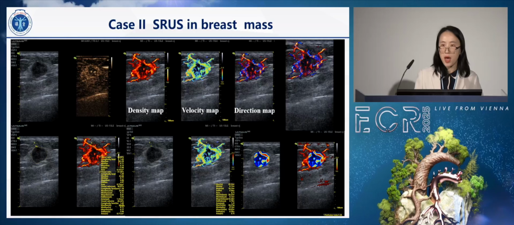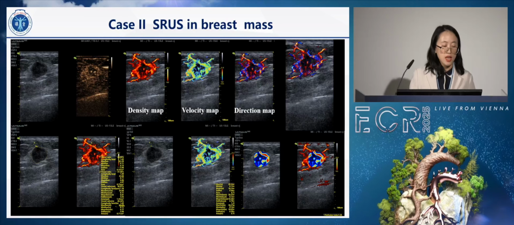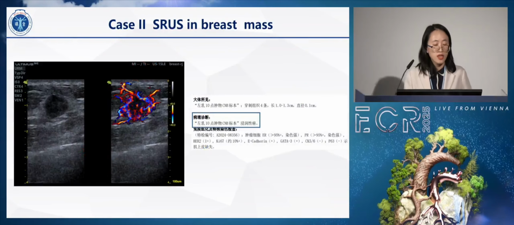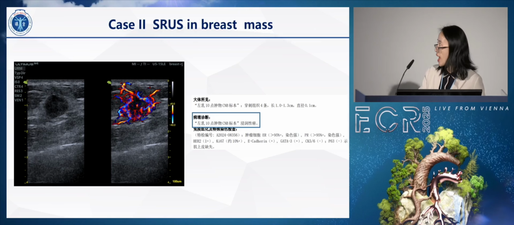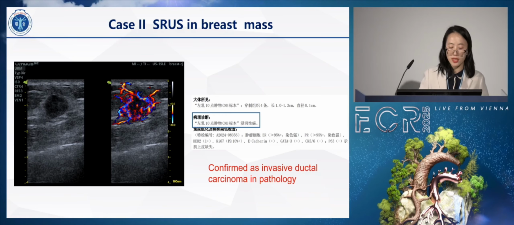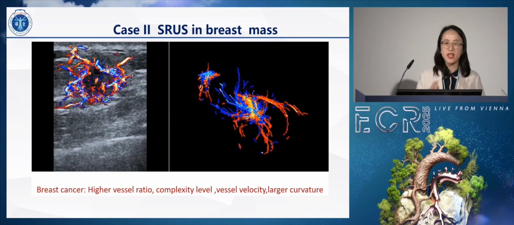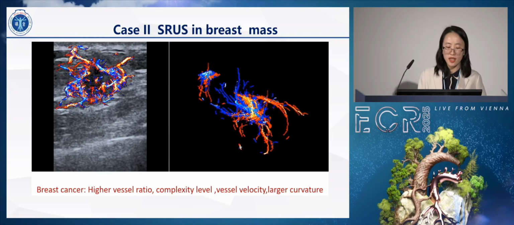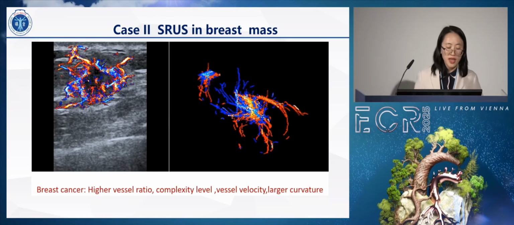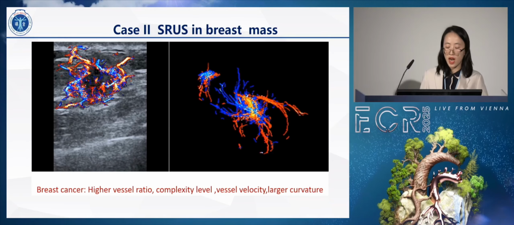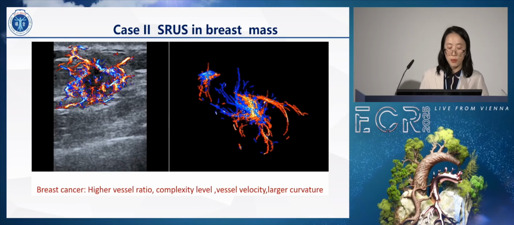Based on the density map and the velocity map, we did the density analysis and velocity analysis, as well as the perfusion index. This case was finally confirmed as invasive ductal carcinoma in pathology. When comparing the quantitative parameters between malignant and benign breast masses, we found that higher vessel ratio, complexity level, higher vessel velocity, and larger curvature were found in breast cancer.